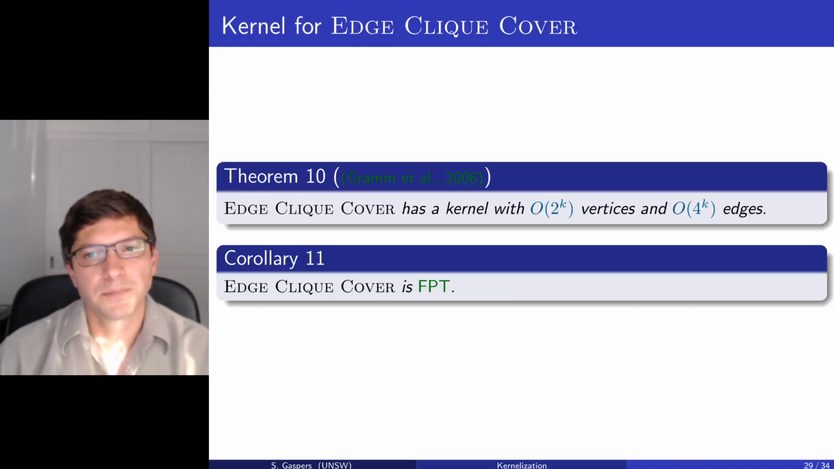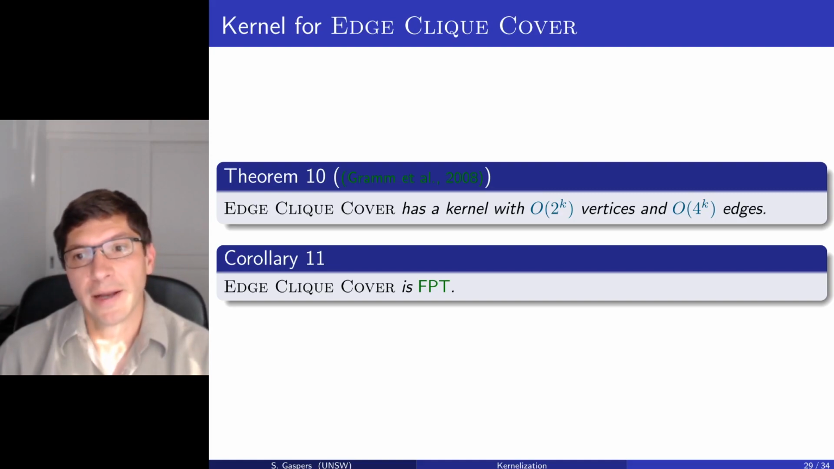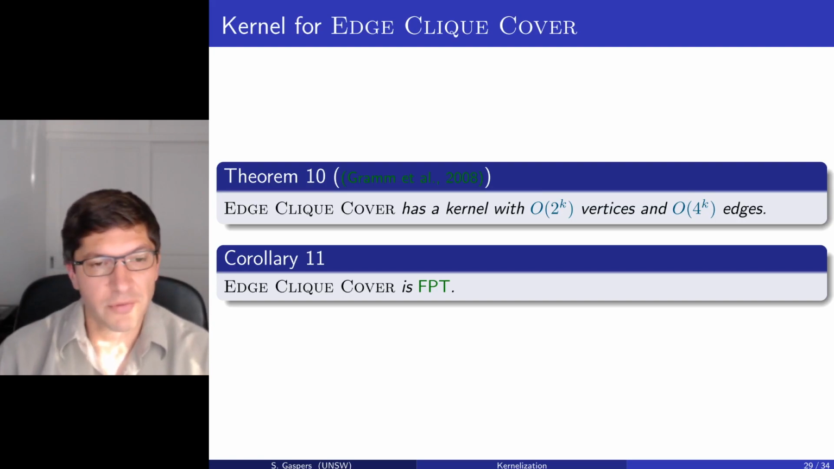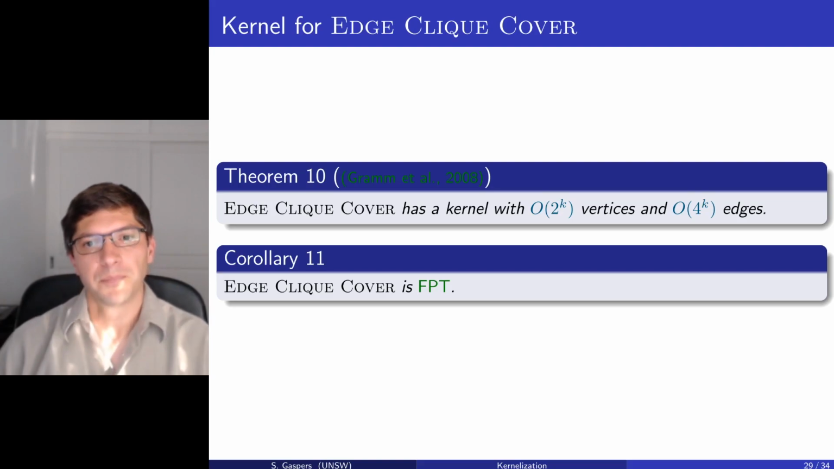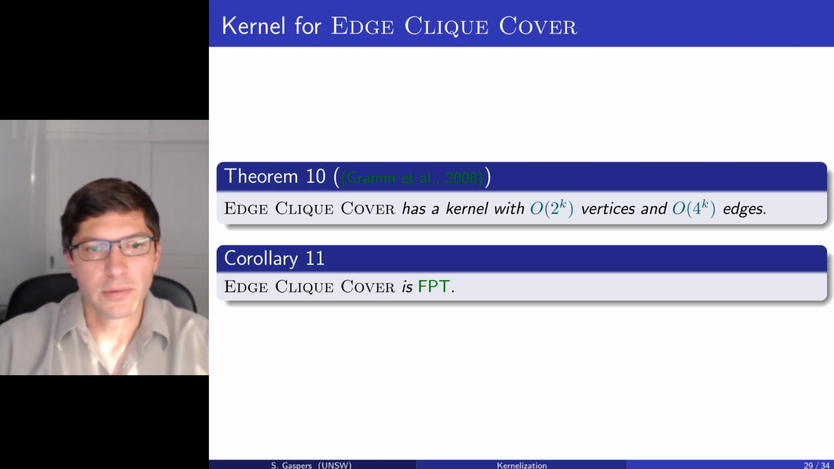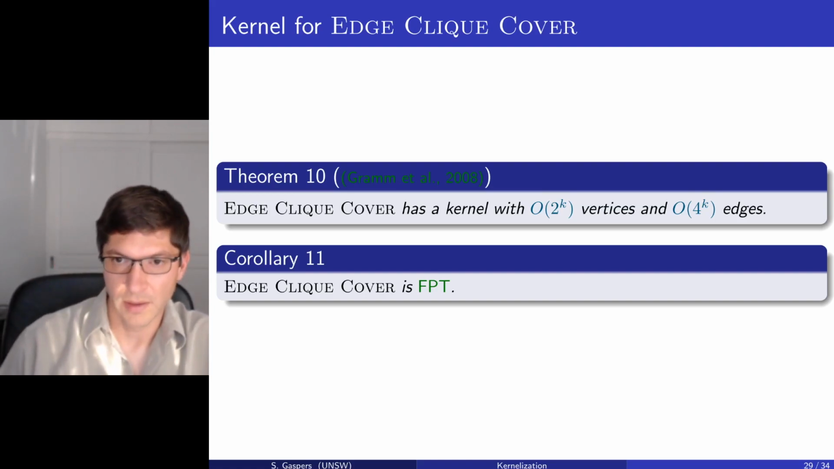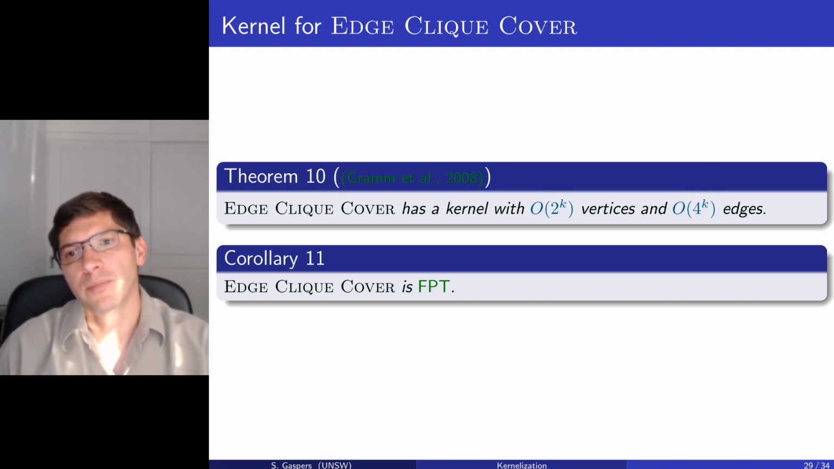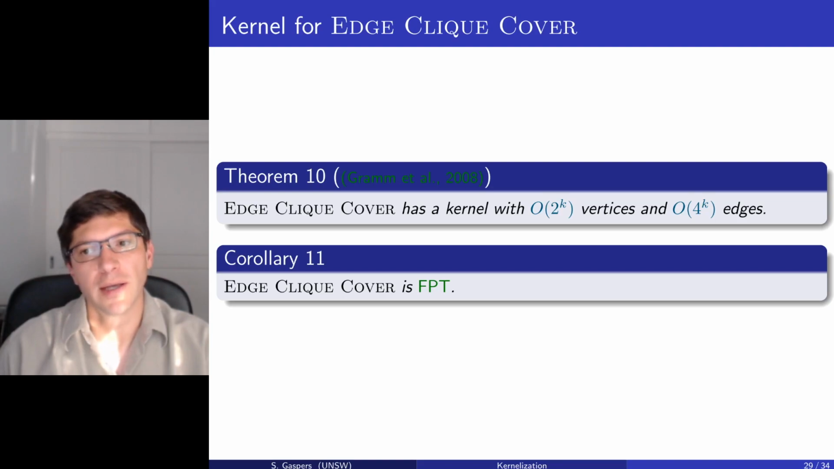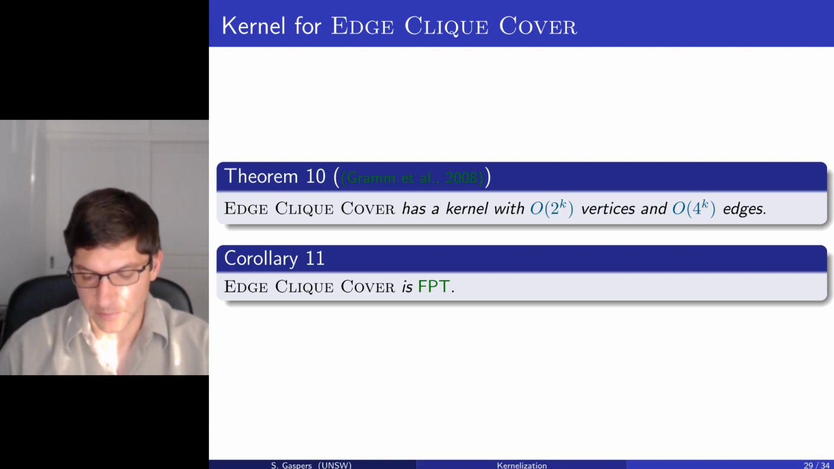Okay, so we conclude that edge clique cover has a kernel with order 2^k vertices, and order 4^k edges, because again, the number of edges is at most the square of the number of vertices. This was proven by Jens, Graham, and others in 2008. So we get a kernel with order 4^k edges, of size at most 4^k.